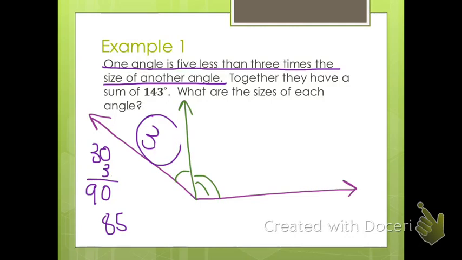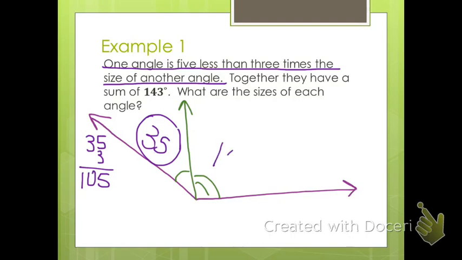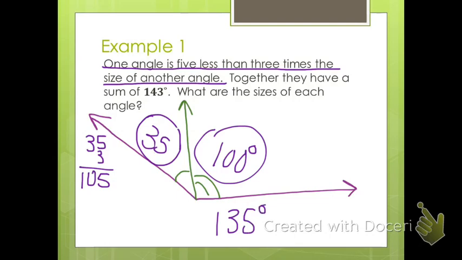So I could try 35. 35 times 3 is 105, and then 5 less than 3 times would be 100. So this would be 100 degrees. So the sum of these two is getting a lot closer. It's 135 now. So that's getting a little closer to 143, but still not my target. Okay, so I have a ballpark estimate for what these angles should measure. So let's start over and use our algebra techniques.